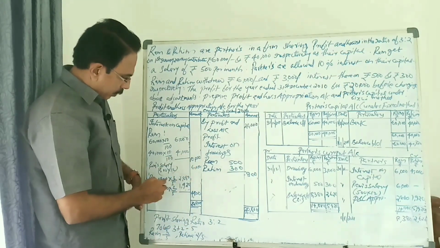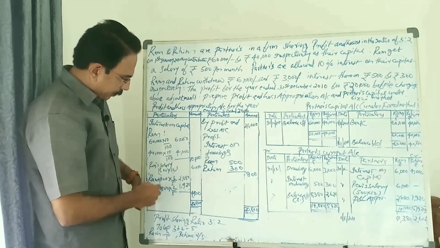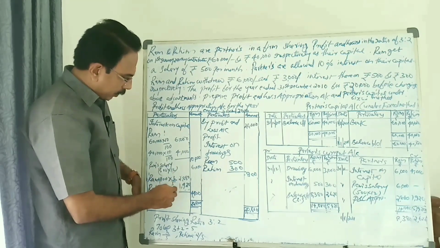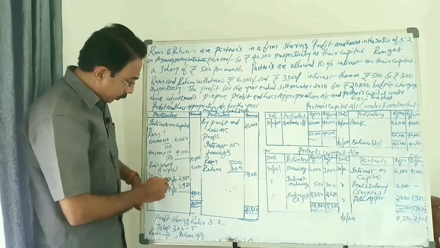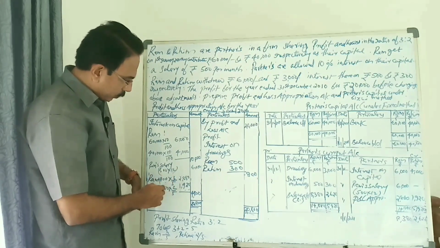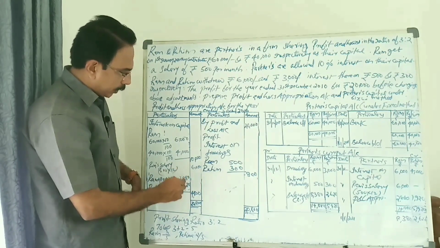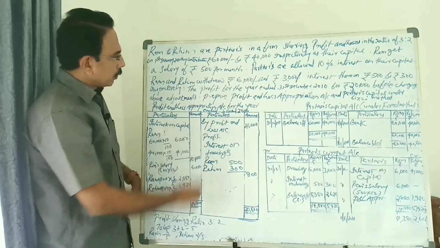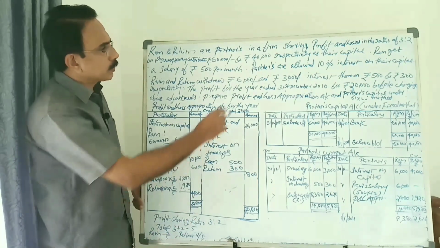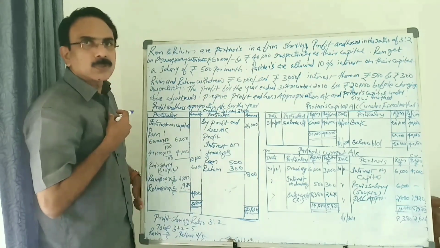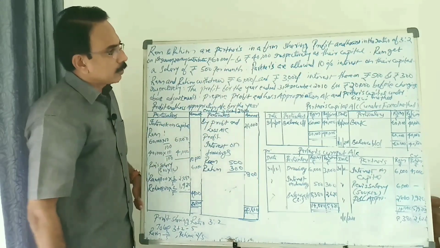Ram gets 4,800 into 3 by 5, and Rahim gets 4,800 into 2 by 5. That is 2,880 and 1,920. These are the profit and loss appropriation account figures. Then next, partners' capital accounts under fixed method.